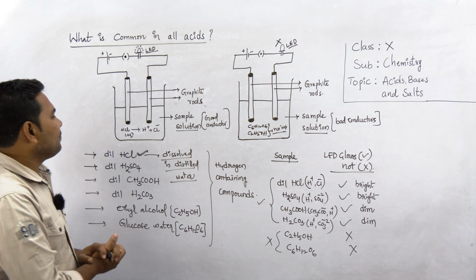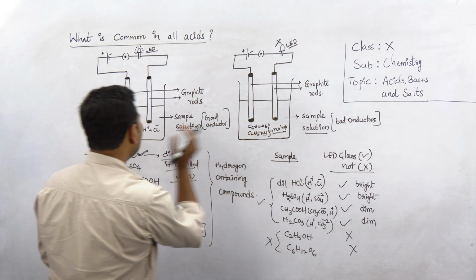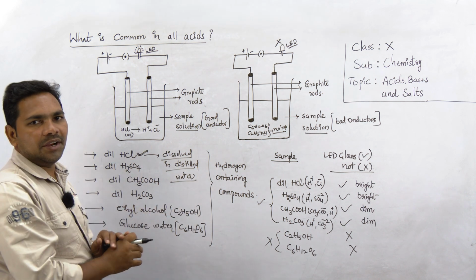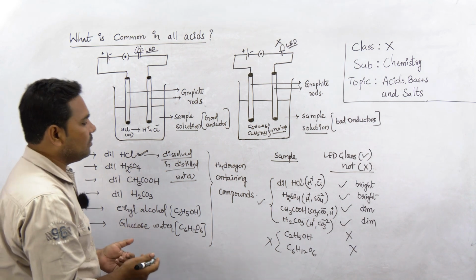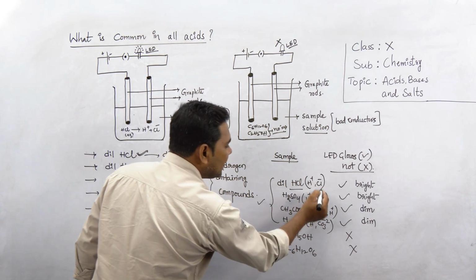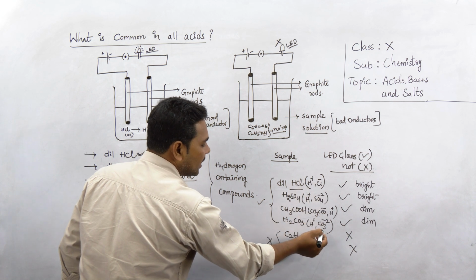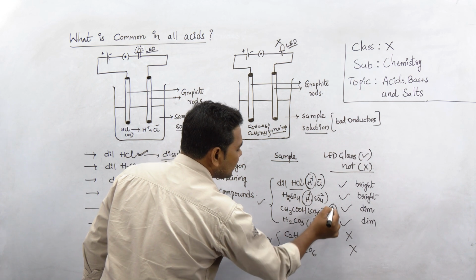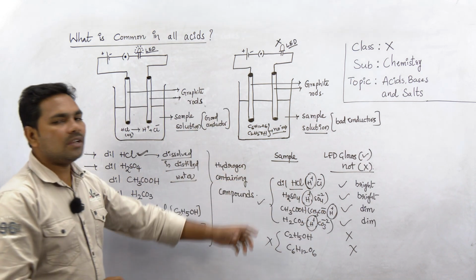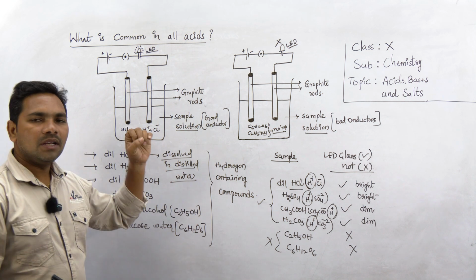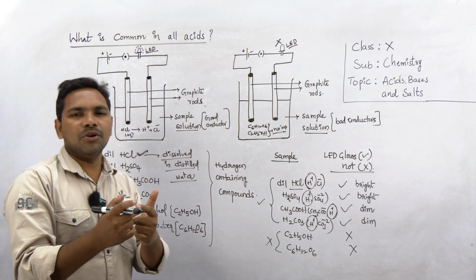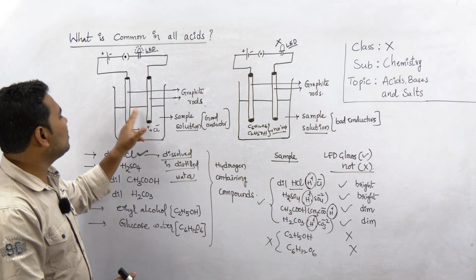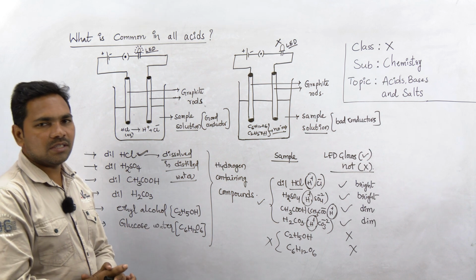Is it clear? Now, what is common in all of these is that they are hydrogen-containing compounds. Though all of these contain hydrogen, not all of them produce hydrogen ions. But if you see all these acids, the negative ion is different: chloride ion, sulfate ion, acetate ion, carbonate ion. But the positive ion is H plus, common in all the acids. These solutions are able to produce hydrogen ions. These hydrogen ions, along with the other negative ions, are responsible for the conductivity of current in the solution.